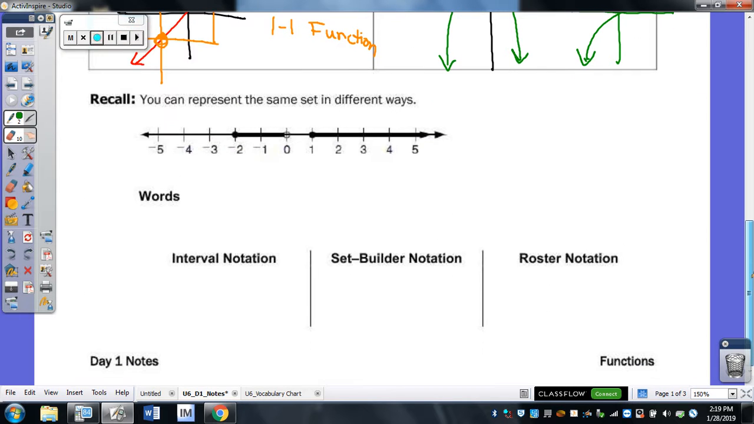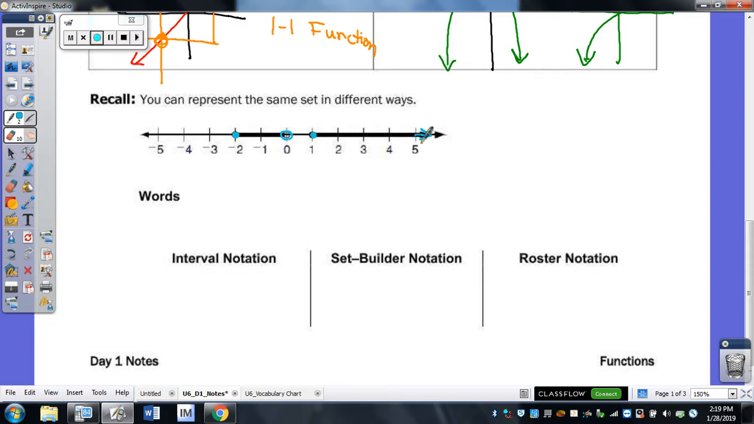So now let's go through our different ways of being able to represent a function and being able to write out the values within that function. So I'm starting here with this little number line. We've got a closed circle on our -2, open circle on the 0, closed circle on the 1, and then we got that arrow continuing on forever. So that means it just keeps going on forever.